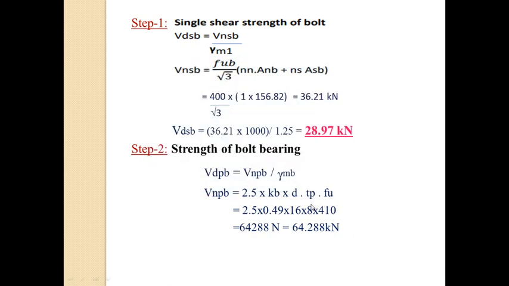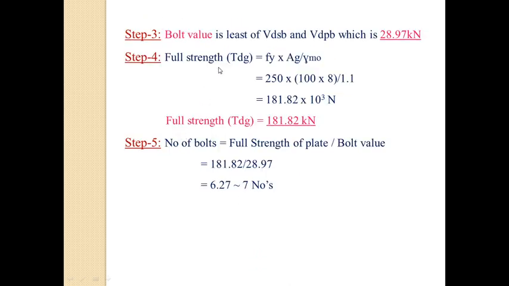Here we can see tp, the thickness of plate, is given. 100 by 10 mm and 100 by 8 mm plates are given, so we are taking the minimum thickness of plate, which is 8 mm. After calculating VNPB, we calculate VDPB, that is VNPB upon gamma MB. So VDPB is equal to 51.43 kilonewton. The bolt value is the least of VDPB and VDSB. So the bolt value is equal to 28.97 kilonewton.